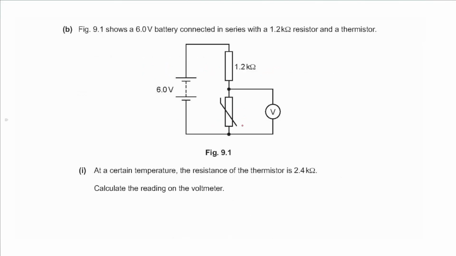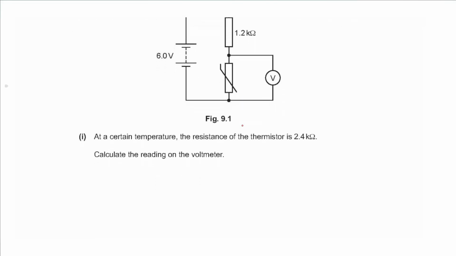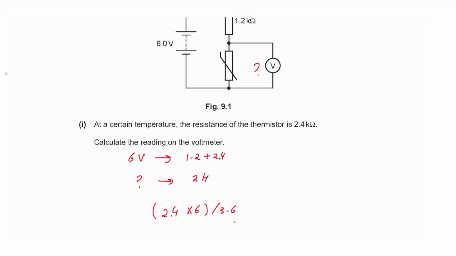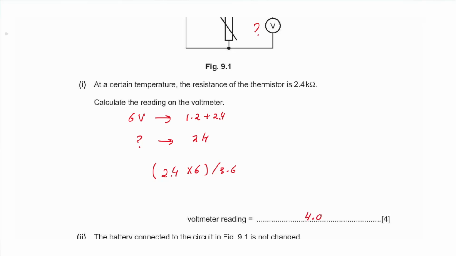Part B says figure 9.1 shows a 6-volt battery connected in series with a 1.2 kilo ohm resistor and a thermistor. At a certain temperature, the resistance of the thermistor is 2.4 kilo ohms. Calculate the reading on the voltmeter. We can use cross multiplication and say that if 6 volts are given to 1.2 plus 2.4 kilo ohms, how many volts are given to the 2.4 kilo ohm resistance of the thermistor alone? 1.2 plus 2.4, that is 3.6, so we multiply 2.4 times 6 and then we divide that by 3.6 to get the voltage. This gives an answer of 4.0 volts.